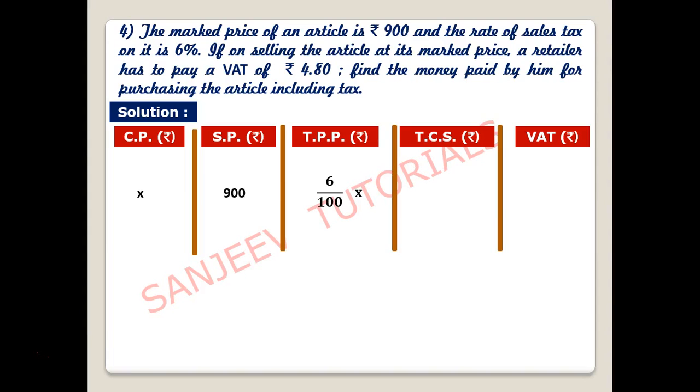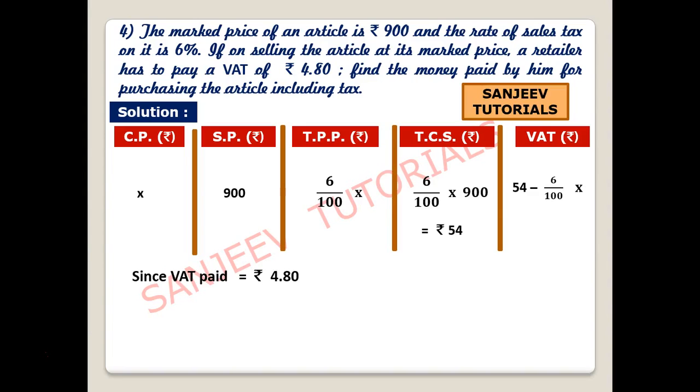Column number 4, tax collected on sale. Selling price was 900. So tax collected on sale will be 6% of 900, that is rupees 54. My last column, VAT, tax collected on sale minus tax paid on purchase. So if I subtract the two values, I get this. In the question it is given VAT paid by the retailer is rupees 4.8. It means my last column entry has to be equated to rupees 4.8. So 54 minus 6x upon 100 should be equal to rupees 4.8.